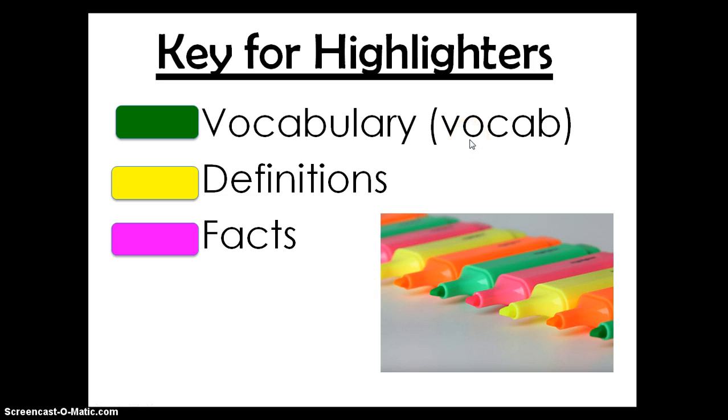Now, go back to the top of your notes and create a key for your highlighters. You should highlight vocabulary words in one color, definitions in another color, and facts in a different color. If you don't have highlighters, you may use some color pencils. They work just as fine. But now go back, pause this video to go back through your notes and highlight vocabulary, definitions, and facts. Reread what you wrote.